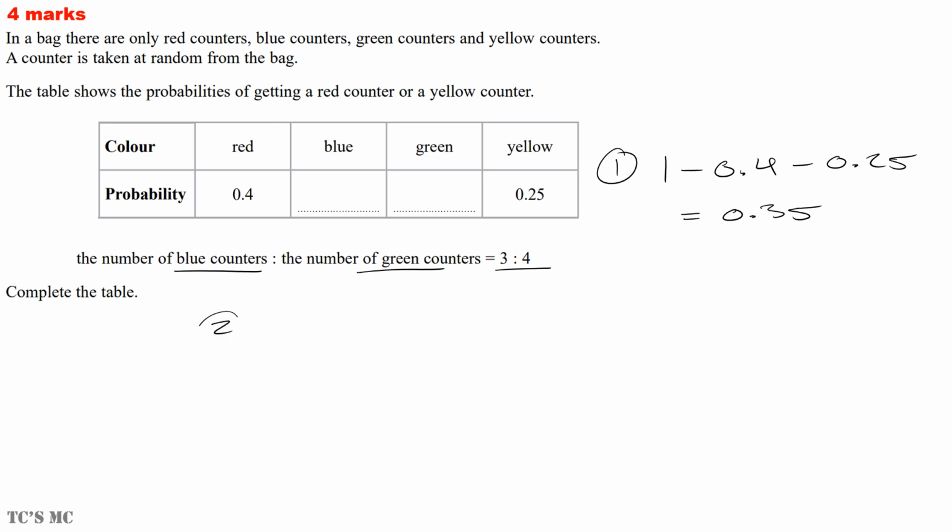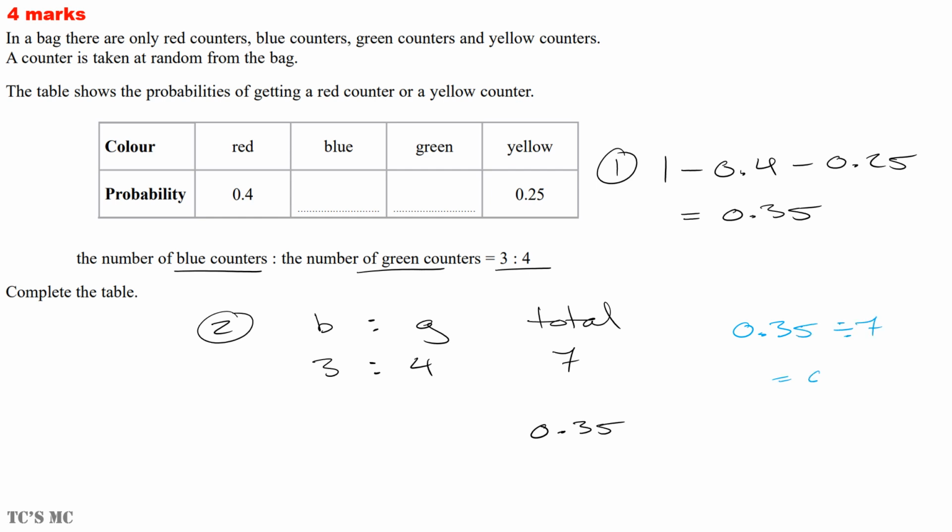So step 2, we've got blue and then green, we've got 3 to 4. So in terms of parts or shares, we've got 7 altogether, but we are sharing out 0.35. To go from 7 to 0.35, if you don't know, we need to do 0.35 divided by 7, and that gets us 0.05. That means I need to do 7 multiplied by 0.05. Do that everywhere. Now we have our second mark.